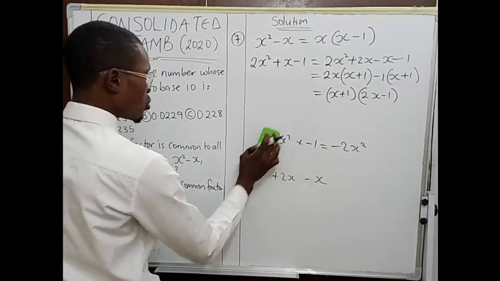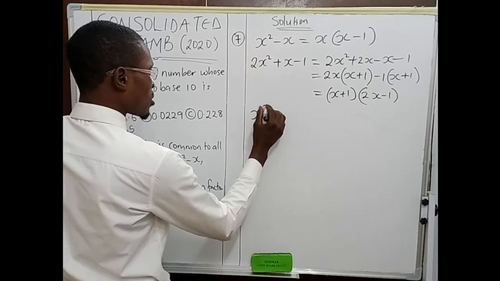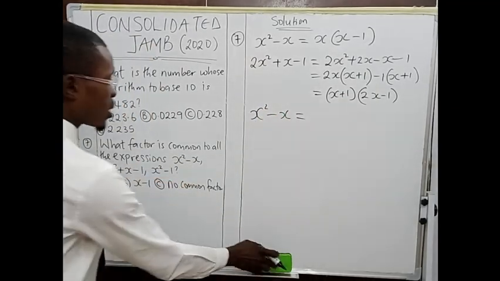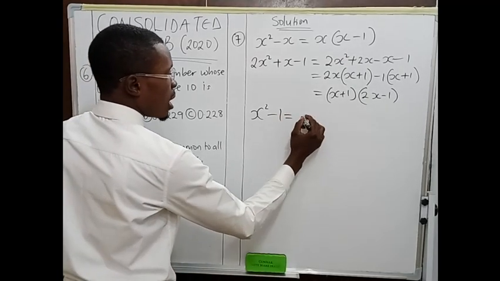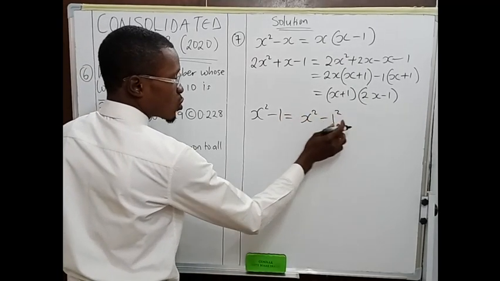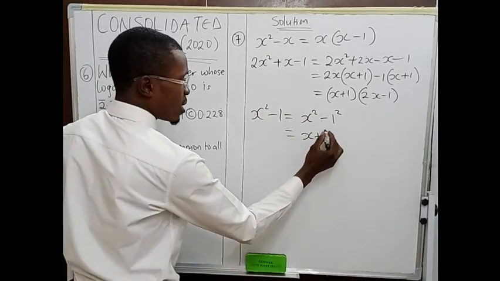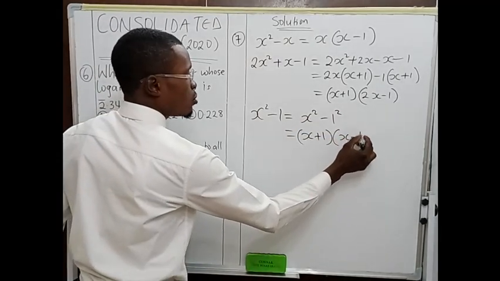We go to the last expression. The last expression, you have x squared minus x, sorry, x squared minus 1. This can also be written as what? x squared minus 1 squared. 1 squared is the same as 1. So you have difference of two squares, and this will give us x plus 1, x minus 1.